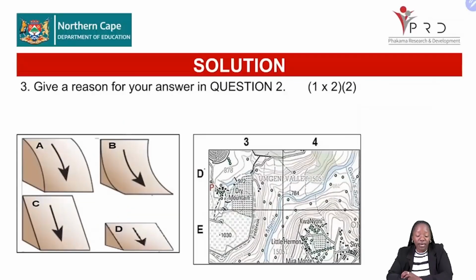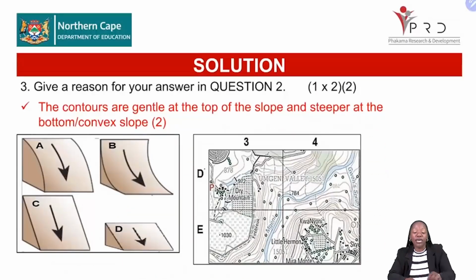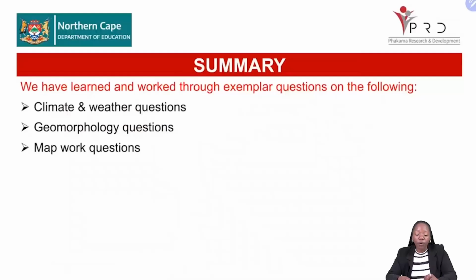Right, looking at our reason, the contour lines are denser at the top, as you can see, because of the cultivated land also, and it is steeper at the bottom, which is a convex slope. Then there is why. Remember, the convex slope comes at the top. Then we're looking at our summary.